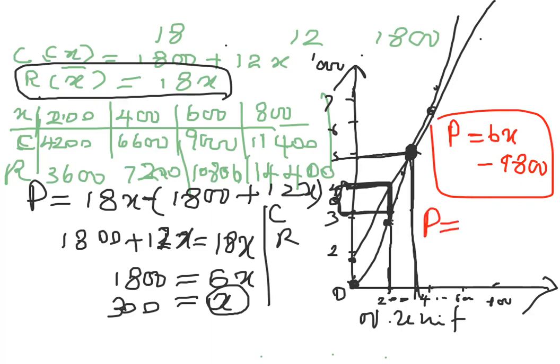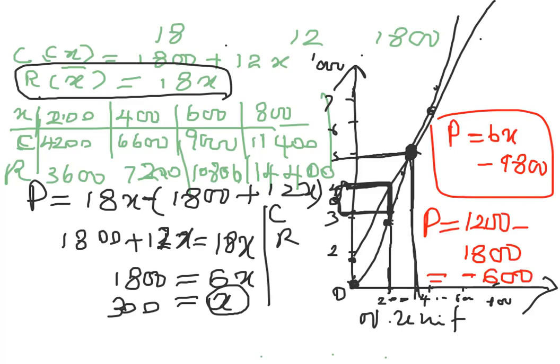In this example, when x equals 200, then 6 into 200 is 1,200, then minus 1,800, so we get a negative value answer. That means the loss is 600. Okay, so that is how we can find it the algebraic way.